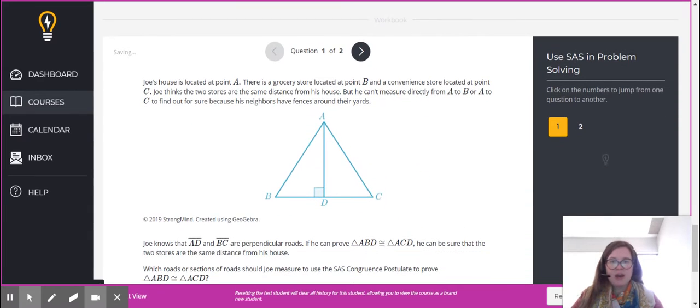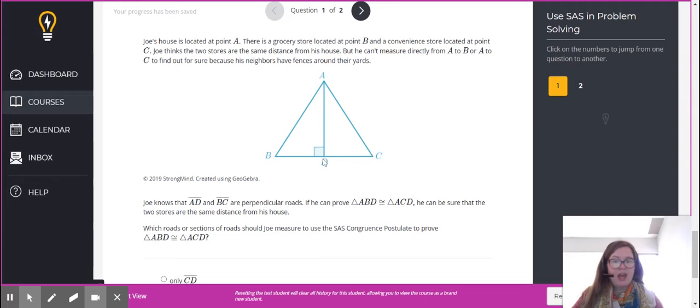So Joe's house is located at point A. The grocery store is at B. The convenience store is at C. Joe thinks that the two stores are the same distance from his house, but he can't measure directly from A to B or from A to C. So he's going to use something else. He does know the distance from A to D, and he knows they're perpendicular roads. And if he can prove that they're congruent triangles, he can know those two things, right?